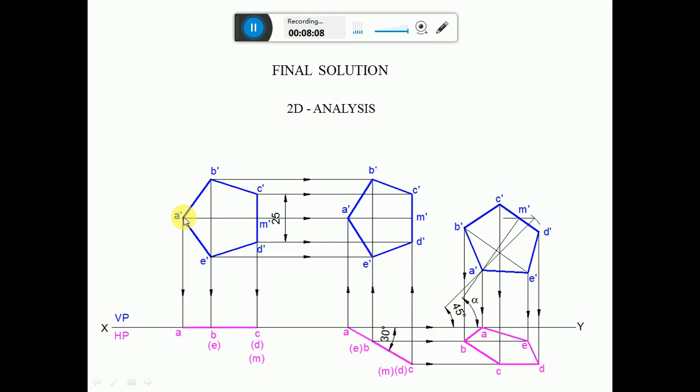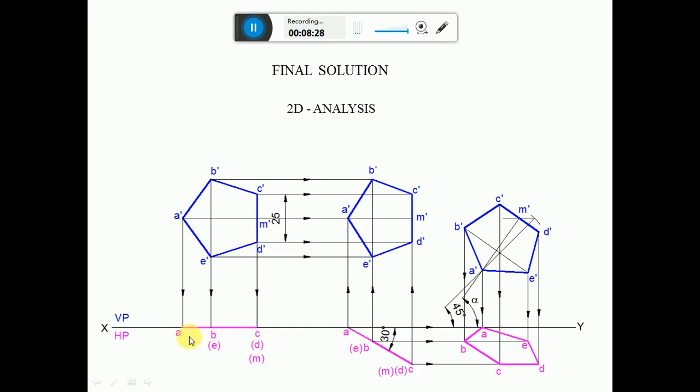Now to this we need to draw the top view. So draw a vertical projector from A dash to the XY line, and also from B dash, E dash to the XY line, and C dash, D dash to the XY line. And since the perpendicular bisector runs from the corner to the midpoint of the opposite side, which is C dash D dash, you mark the point as M dash.